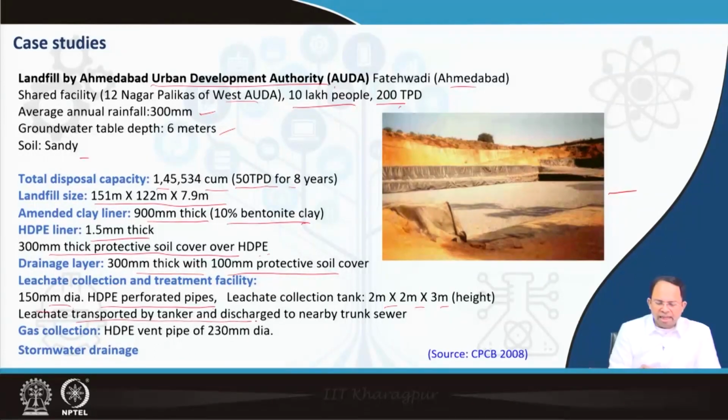Leachate is transported by tanker and discharged to a nearby trunk sewer. So that means through the sewerage network, the leachate is transported to a sewage treatment plant where it gets treated with the normal sewage. Gas collection system is via HDPE vent pipe of 230 mm diameter. And stormwater drainage is also constructed. So this is how the sanitary landfill design has been done by the Ahmedabad Urban Development Authority.